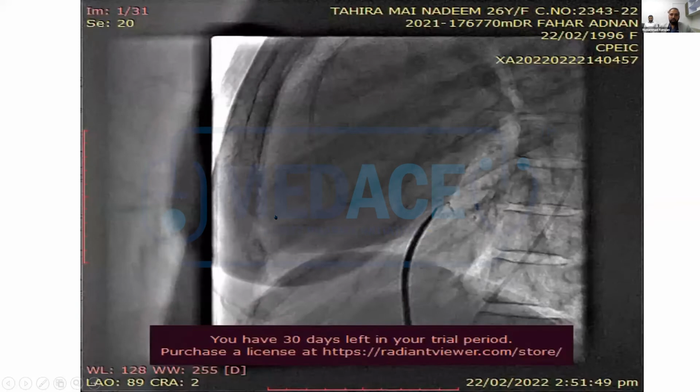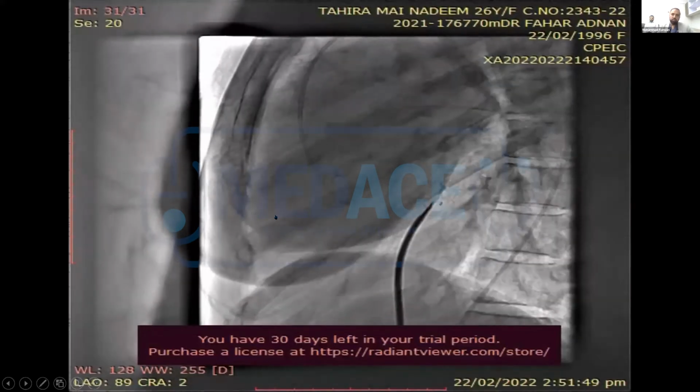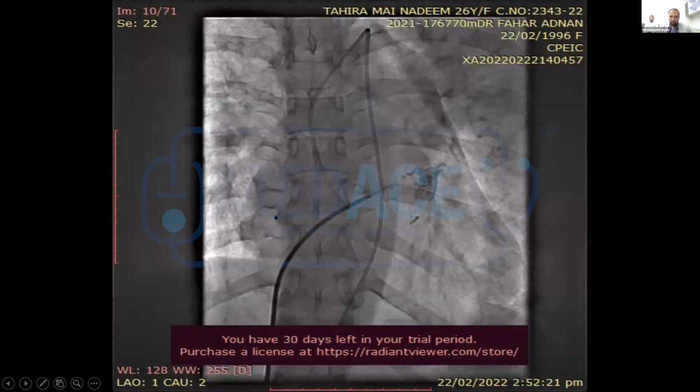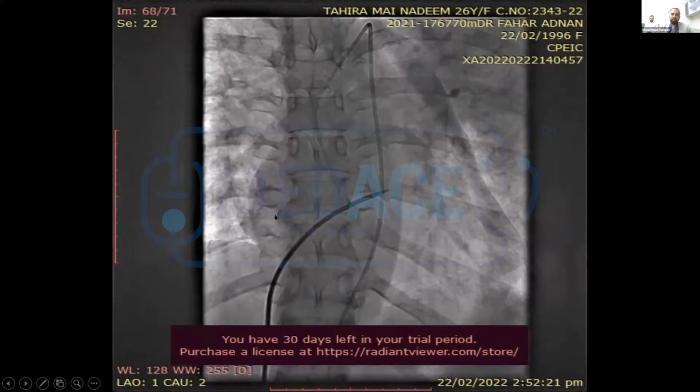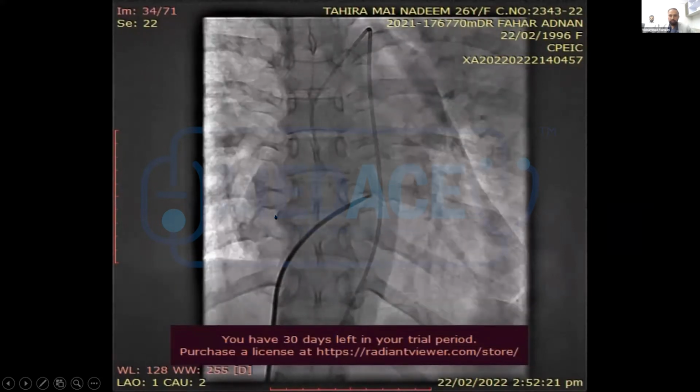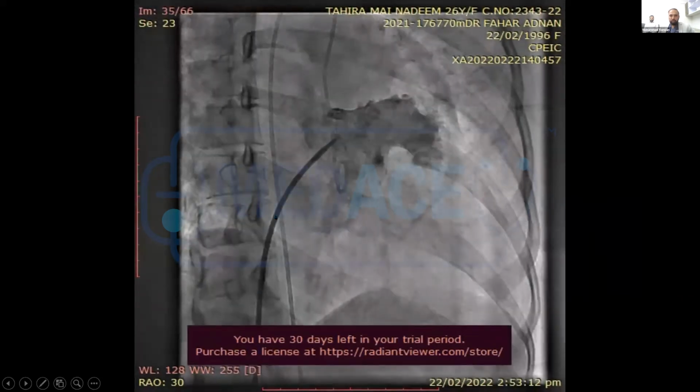So after confirmation, I did the puncture with the puncture needle, and we confirmed it by giving some contrast in this lateral view. Then I changed the view to the frontal view, again confirming that we are in the left atrium. And after confirmation, I did the LA angiogram.